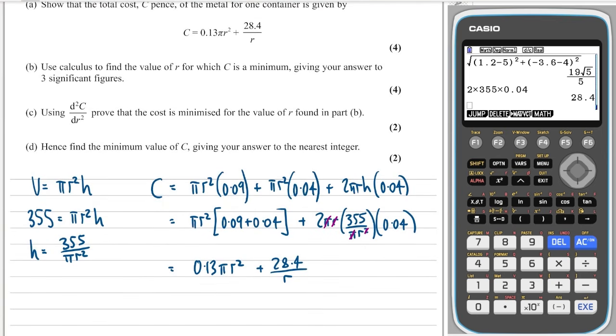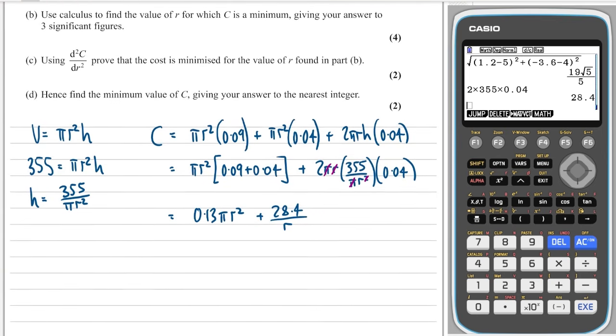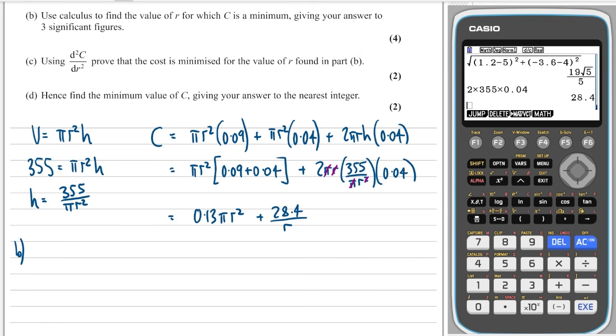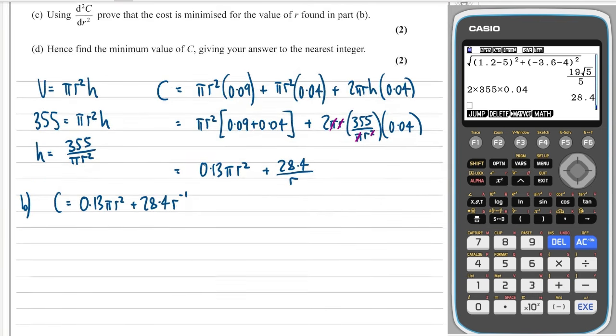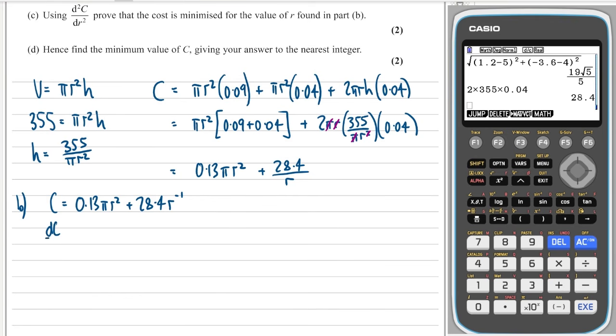Yes, it is. Perfect. Okay, now we need to use calculus. So part B, to find the value of r for which c is a minimum, giving your answer to 3 significant figures. Okay, so we could rewrite this, because when I'm using calculus I want to write my variables as powers. So 28.4, and that is r to the minus 1, because we are dividing by r, so it's a negative power. Now what we can do is differentiate this function with respect to r.